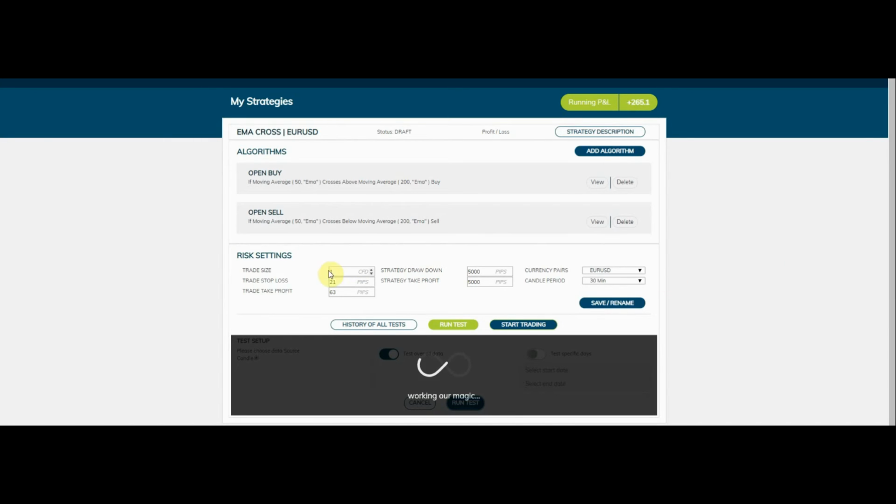You can change your pip size if you want. You can increase it to 5-1, or you can lower it to 2-1 if you want to get more trades in. You can run it on different currency pairs. So in a moment, I'll just test it on another currency pair, just to show you that if you do test on other pairs, you can get some negative results as well.